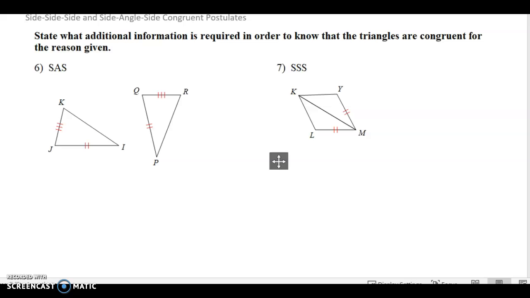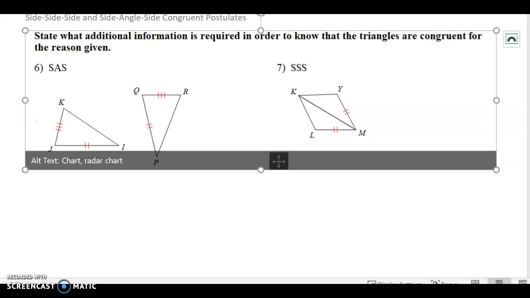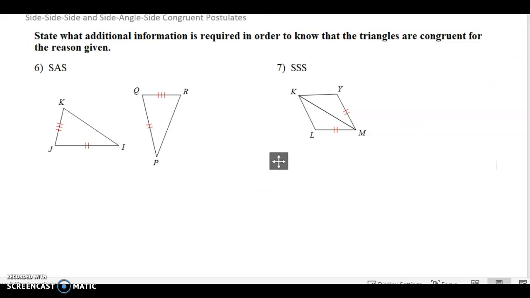And our last examples say to state what additional information is required in order to know that the triangles are congruent for the reason given. Now these can be interesting because sometimes there can be more than one method that you could use to prove this. But let's look at what it says specifically. For question 6, it asks me to use side-angle-side. Okay, so I'm given 2 sides: side KJ is congruent to side QR, and side JI is congruent to side QP.